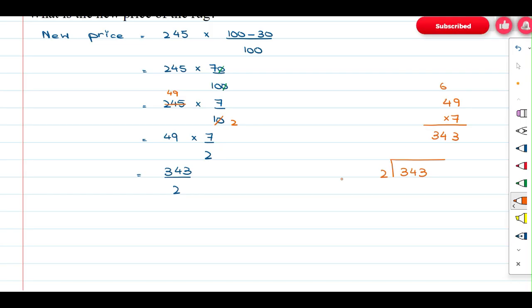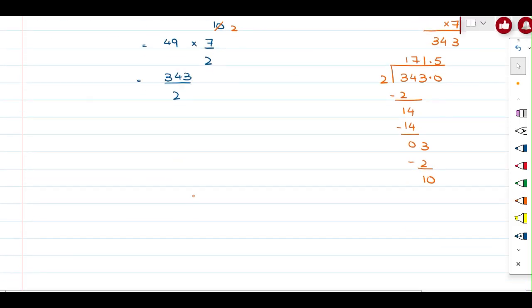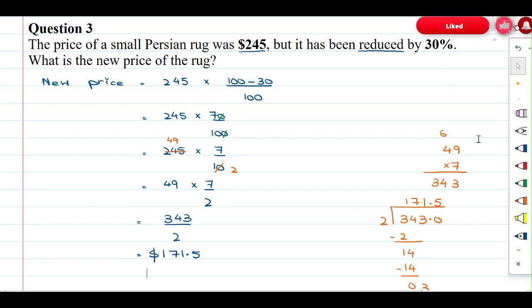So it goes to the 2 times table. 2 times 1 is 2, subtract, 1 is left, bring the 4 down. 2 times 7 is 14. When you subtract, it's 0, bring the 3 down. 2 times 1 is 2, subtract, 1 is left, put a decimal, a 0, bring the 0 down. 2 times 5 is 10, subtract, it's just 0. So the simplified answer is $171.5. This is the new price of the rug after the reduction of 30%.